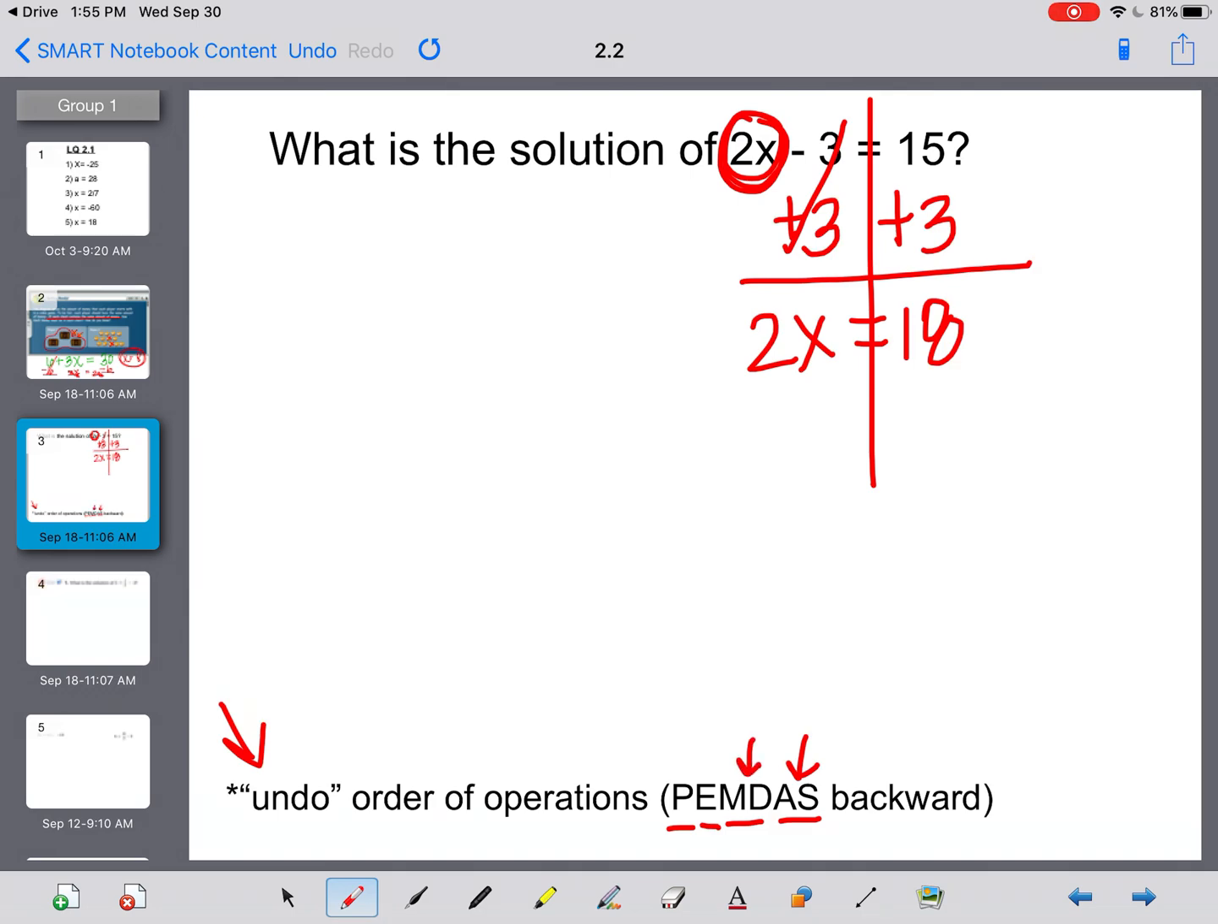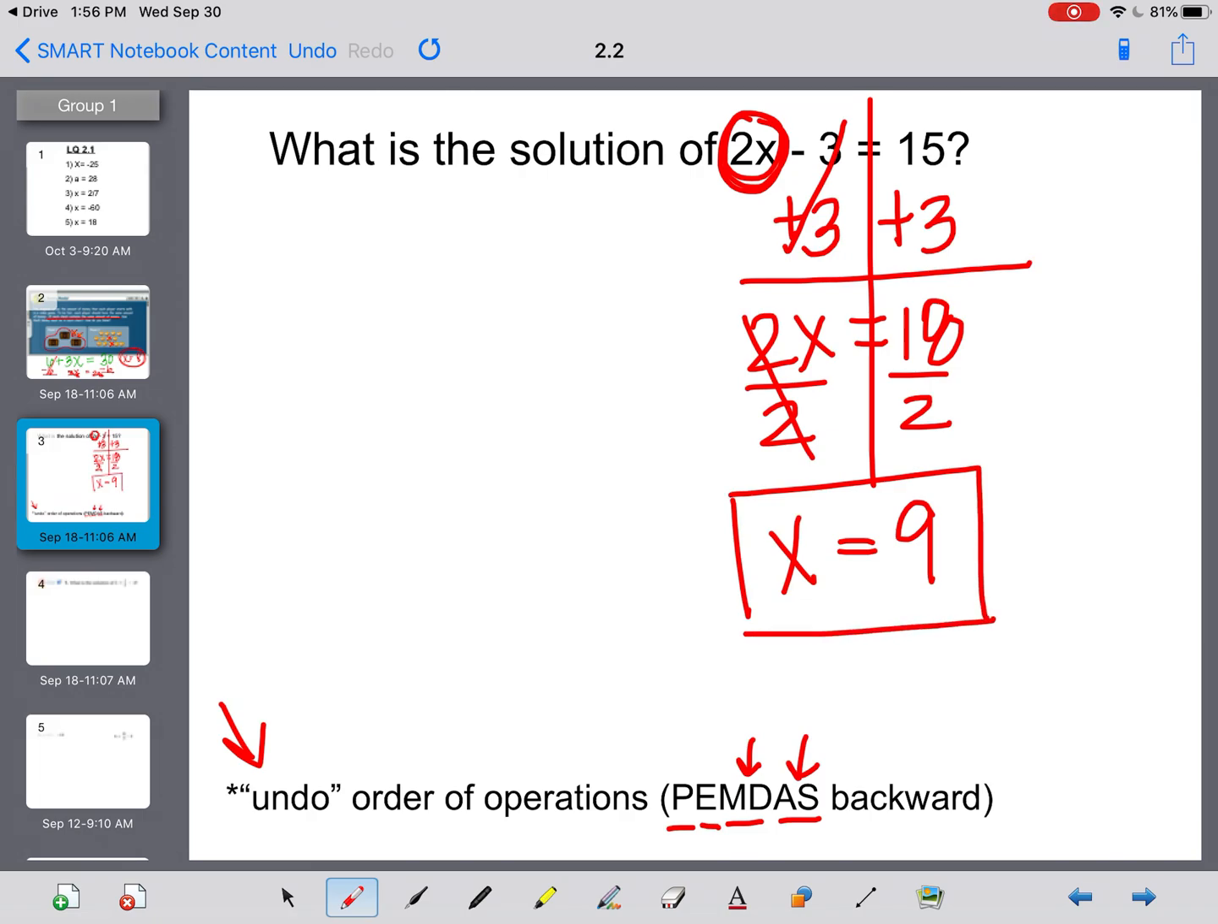Okay, next, we're looking for multiplication or division. Or if you want to think of the couple and the third wheel, think of this as now the couple, but the date is over, so we have to separate them. Right now it's multiplying, so we need to do the opposite and divide. 2 divided by 2 is 1, so that leaves us with just 1x, and 18 divided by 2 is 9.